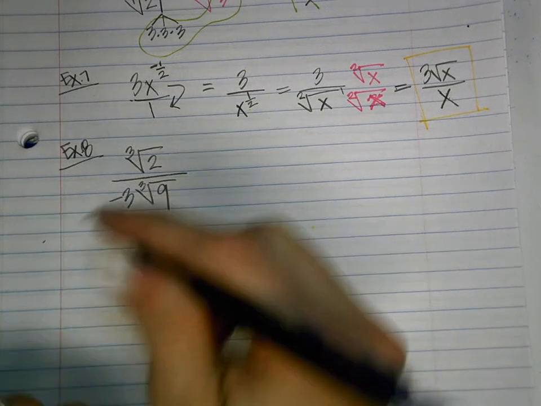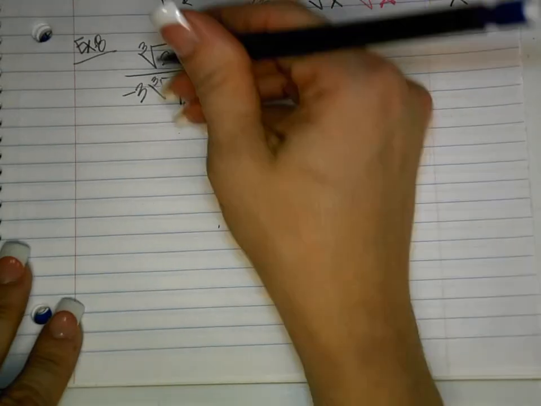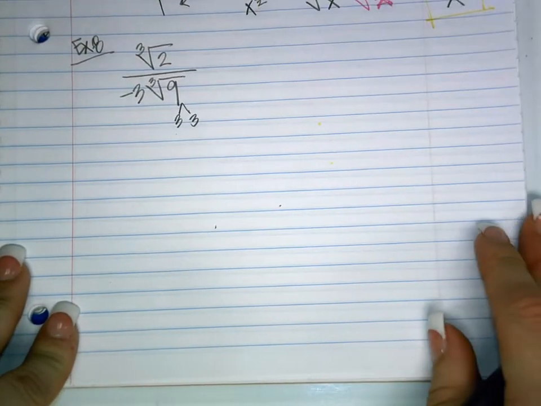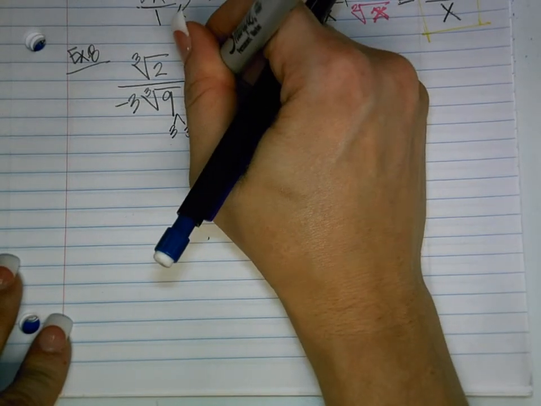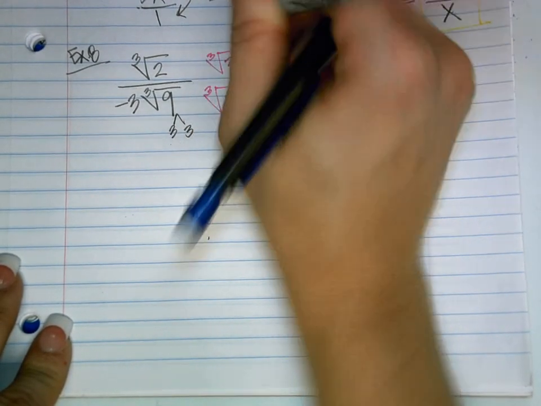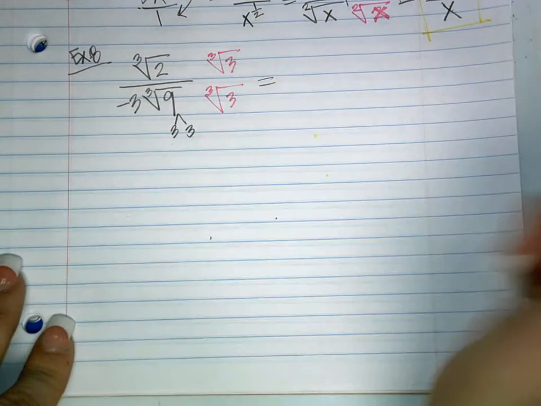Okay, let's break things out. What does 9 break into? 3 and 3. Okay, but I have to have 3 things to get out of there. So how many more do I need? 1 more. So we're going to multiply by a cube root of 3. Okay? Since these have the same handle number, you can go ahead and multiply these together.